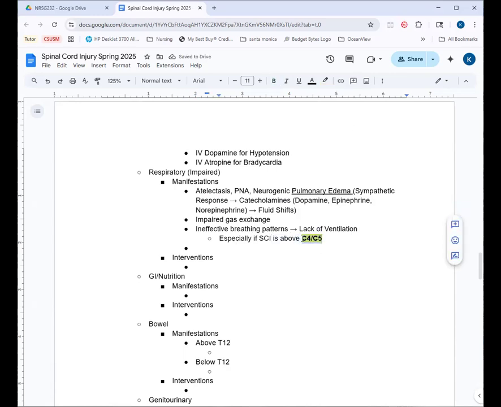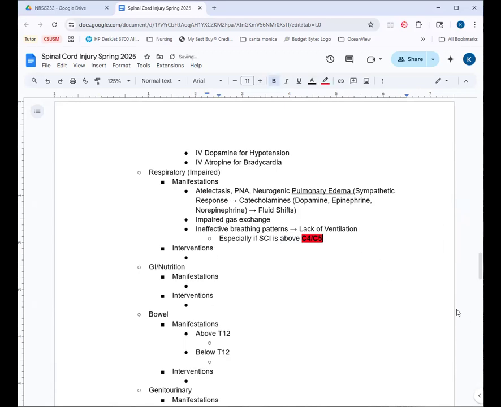Especially, I'll put this in red. This will come up. Especially if your spinal cord injury is above C4 and C5, you can end up having really big bad breathing issues. So what are some interventions you guys want to take?